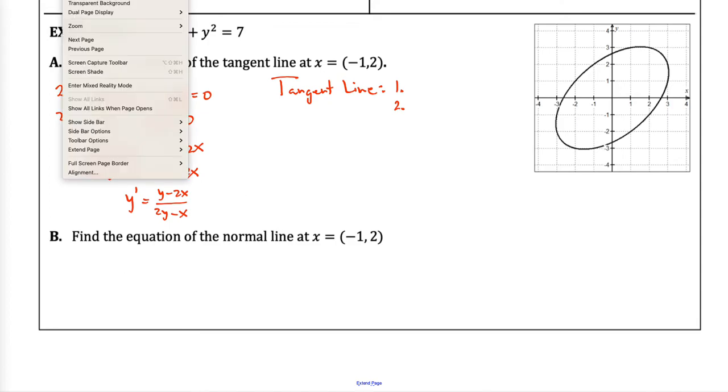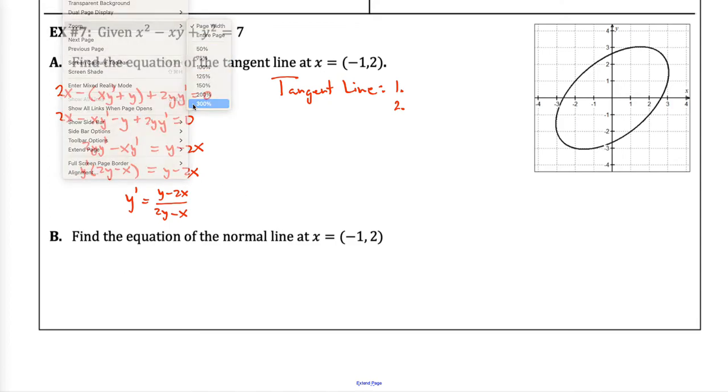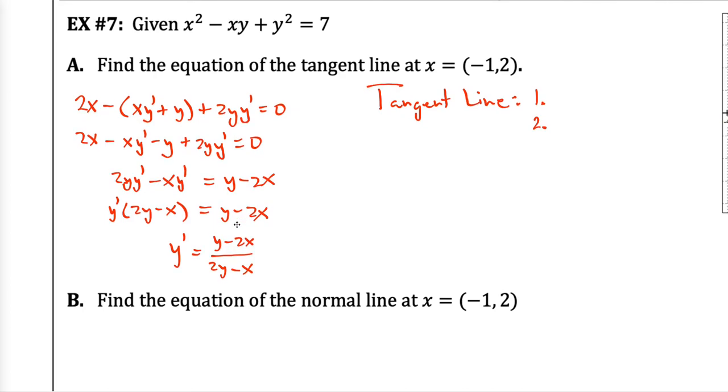Do you want me to zoom in on that? Well, it's all the bigger I get it, I guess. I'm definitely not expecting you to be able to find the derivative that fast. I just wanted to put it all up there pretty quickly so you could see if you made mistakes.